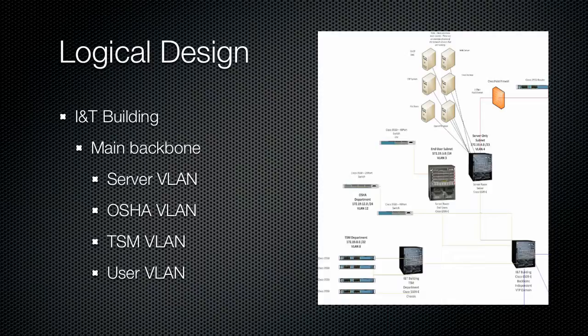On the graph here, you can see that there are the four logical areas that connect to the overall 6509 Cisco chassis, which routes traffic through a single point through a firewall, and then that goes out to the perimeter firewall and out to the internet.